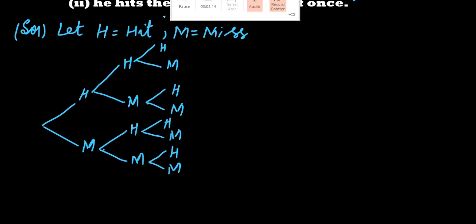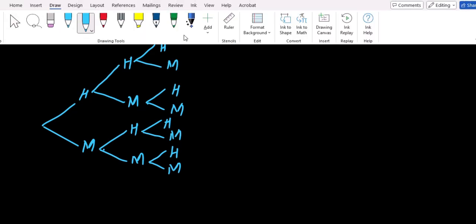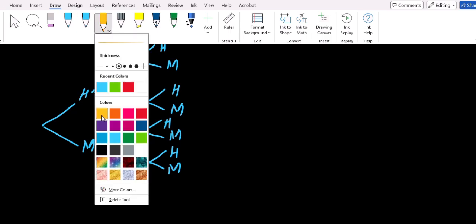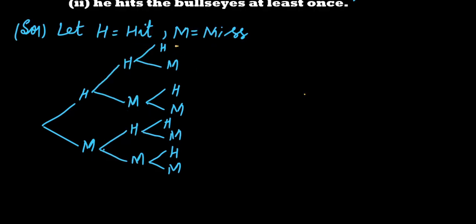So there are the total possible 8 outcomes in this experiment. The first outcome is from this branch: hit, hit, hit. This question is actually the same as when you toss 3 coins, where there are a total of 8 possible outcomes.